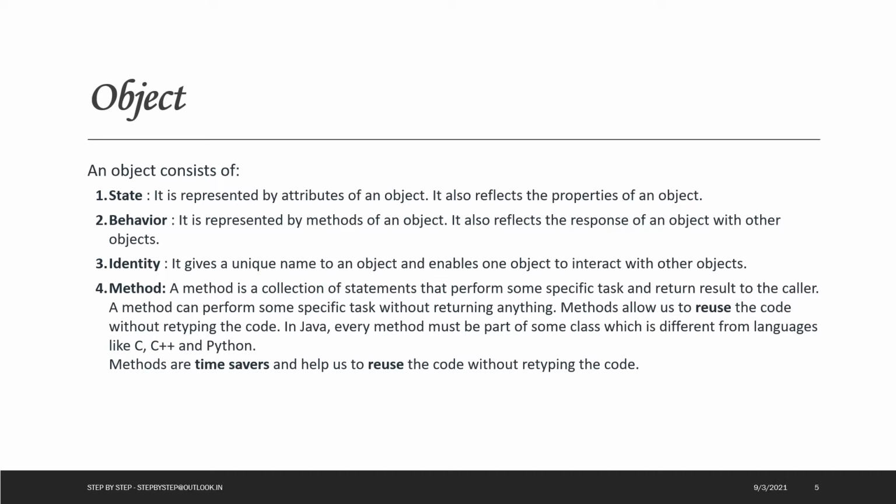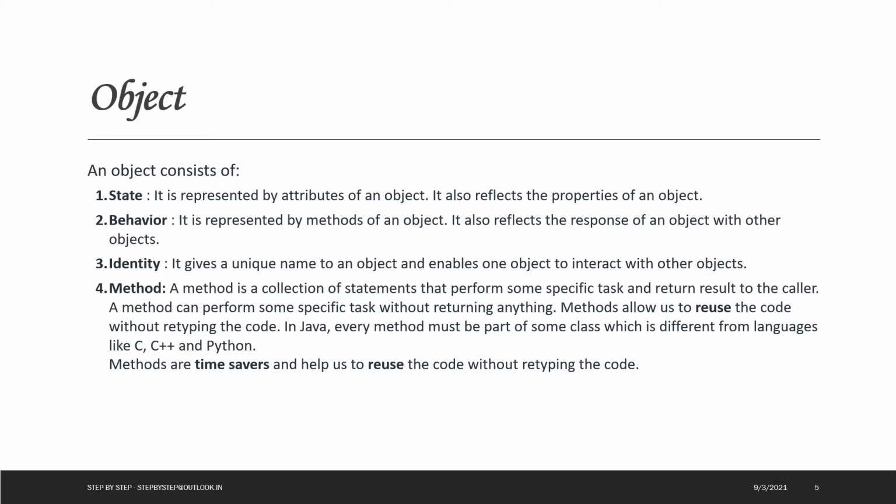Then what is identity? How do we identify an object? It gives a unique name to an object and enables one object to interact with other objects. So each object will be identified with a unique name given to that object, and that will enable one object to interact with another object using the name.